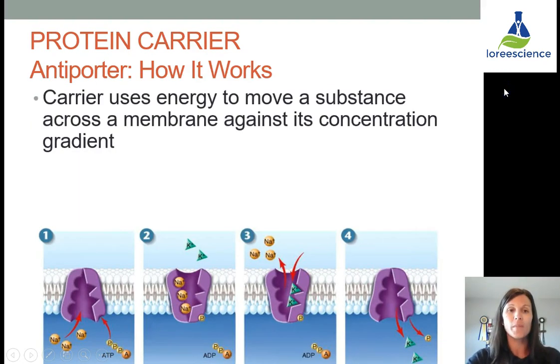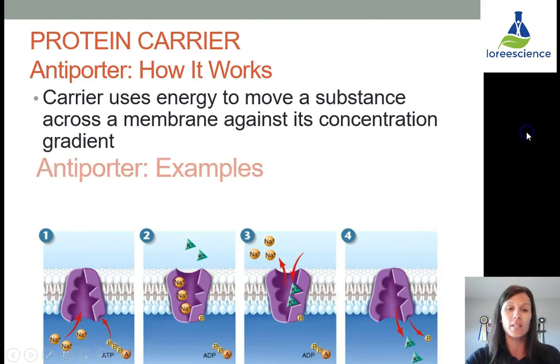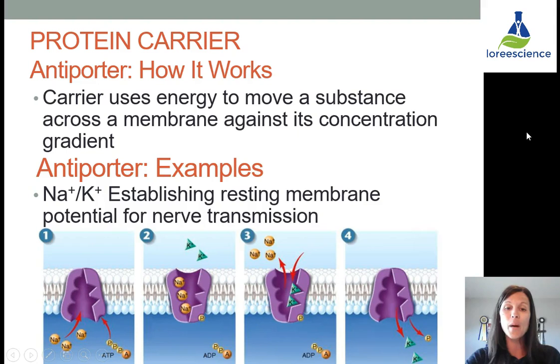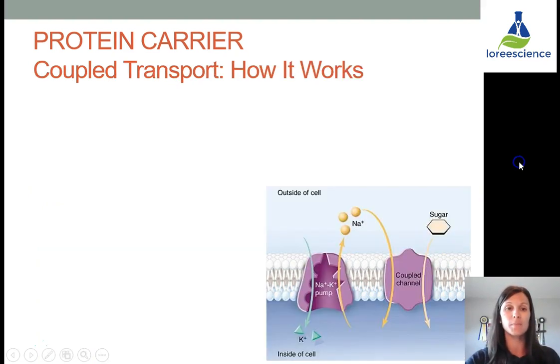An antiporter. A carrier uses energy to move a substance across a membrane against its concentration gradient. Well, an antiporter means that things are moving opposite to each other. So there is one entity, in this case a sodium ion, that will move this direction, whereas the potassium ion will move the other direction. Noticing ATP energy is required to drive this process. So examples are the sodium-potassium pumps, and this establishes a resting membrane potential that allows our nerves to transmit impulses. So again, in this case, the sodium is going to be moving out of the cell, the potassium is moving into the cell. Antiporter, opposite directions.